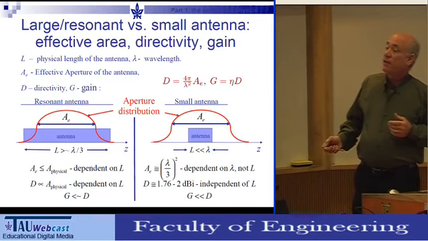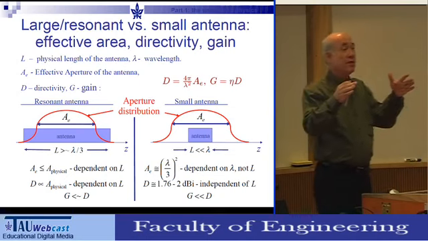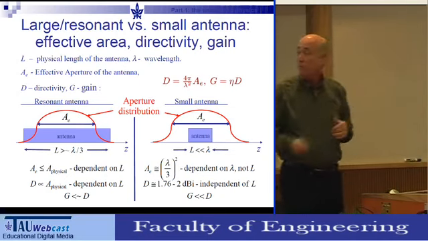If the antenna is large, and this is always very approximate, this kind of bound, then the effective area normally would be about the physical size of the antenna or a little bit smaller than that.